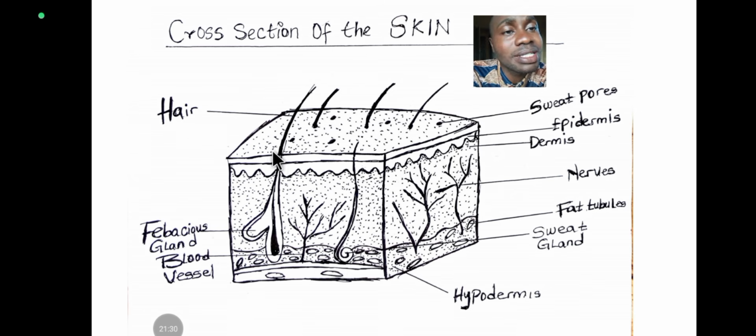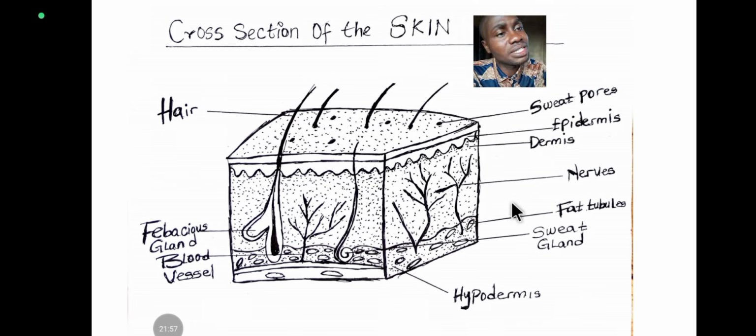Let's just look at the major thing that you have to know for your level. The skin is divided into 3, the structure of the skin. You have the epidermis and the dermis. The epidermis is the upper part. From here go up is called the epidermis. Then from here go down, everything is called the dermis.